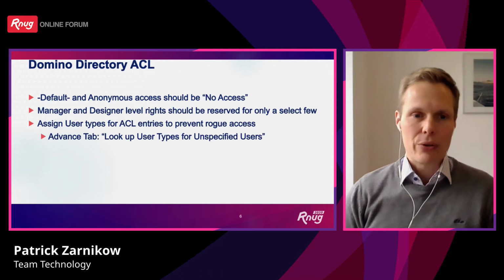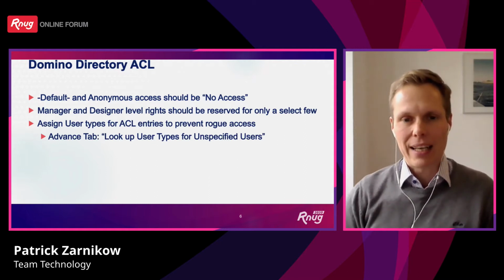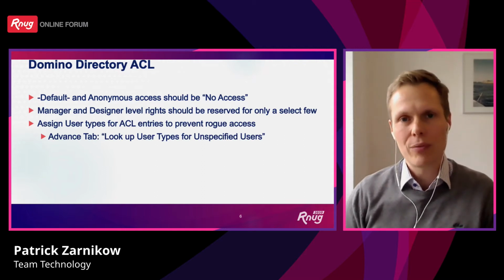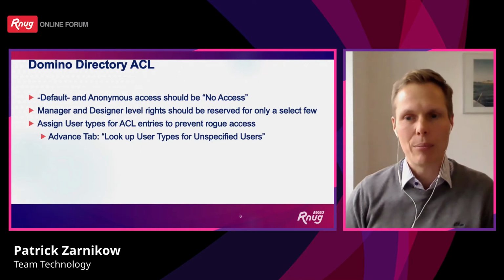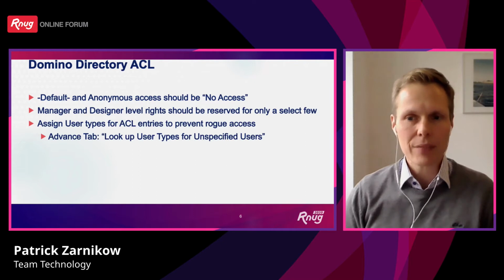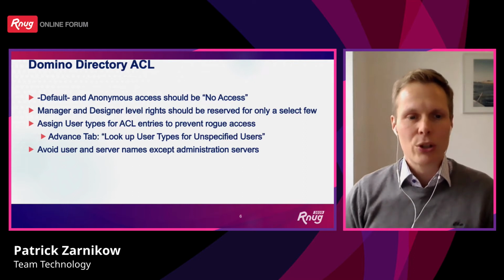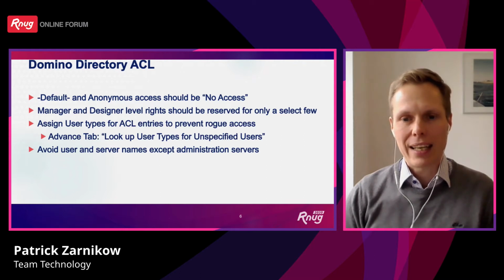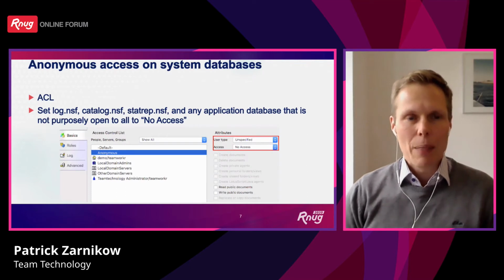There is in the directory ACL an Advanced tab that lets you look up user types for unspecified users. This is very, very helpful to find user types that are still unspecified and not defined as user or server or what kind of access they have. So you can take a look at that to make it even more secure. You should avoid usernames directly and server names directly in the Domino directory ACL, except the administration servers for sure.